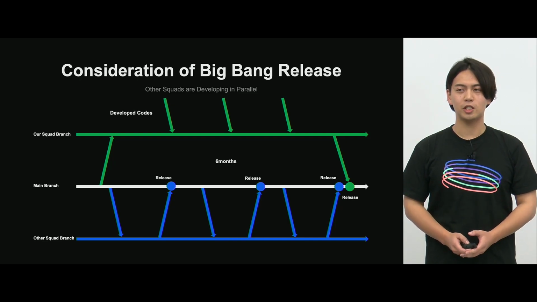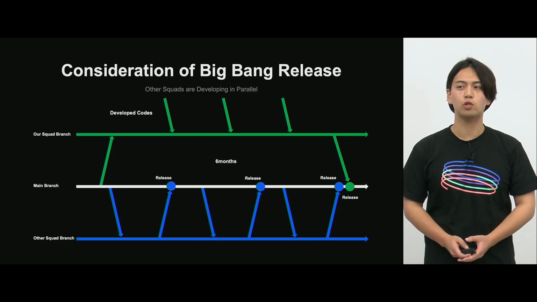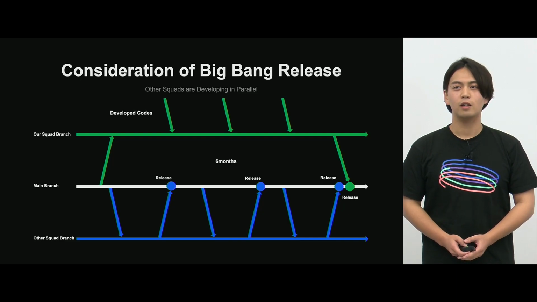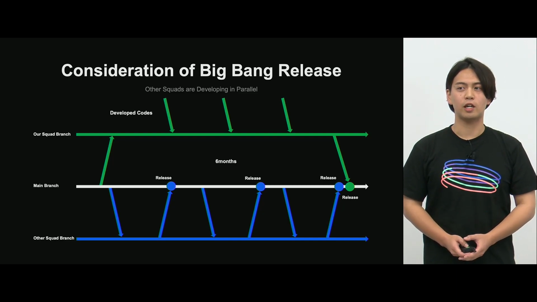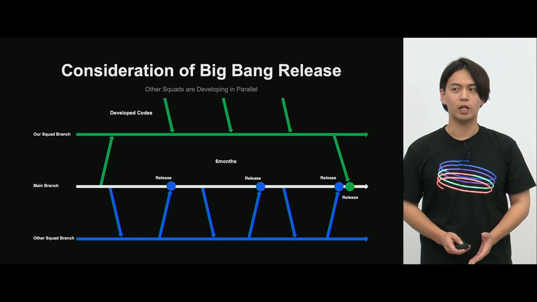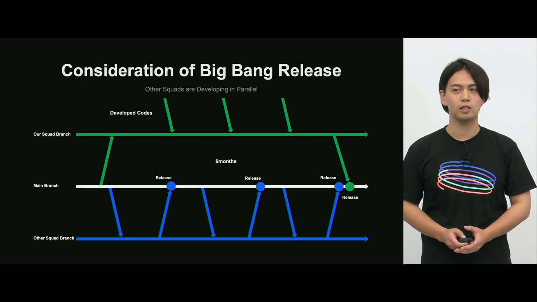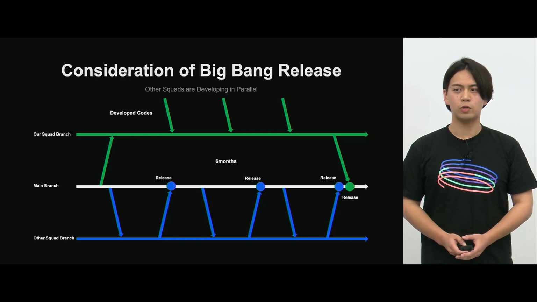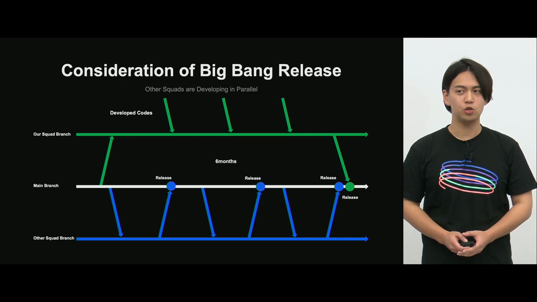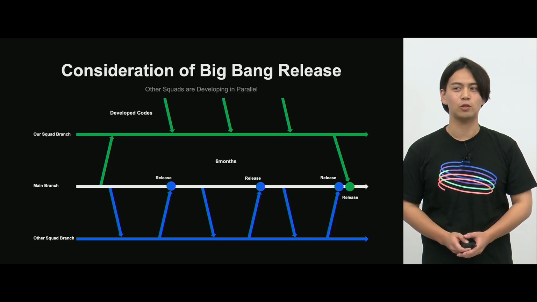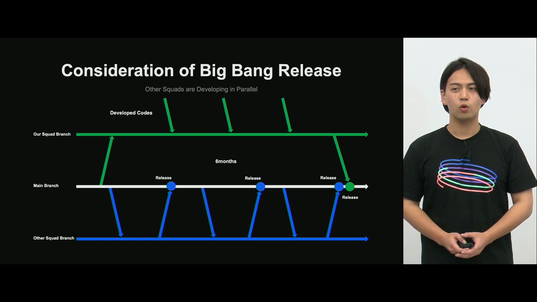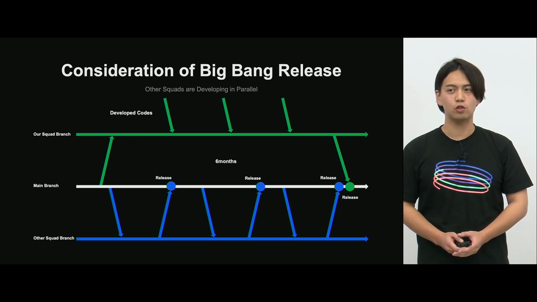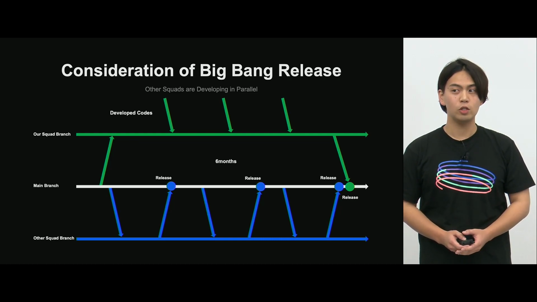Assuming there are multiple squads working in parallel, if we do a big bang release, the other squads will be developing other new features in parallel, and they are going to be released at the same time. Since each squad averages about 2 releases per month, if we calculate it, in 6 months we will have 1 release from our squad, and with the other squads, a total of 24 releases. And the span of the release is different between the different squads.